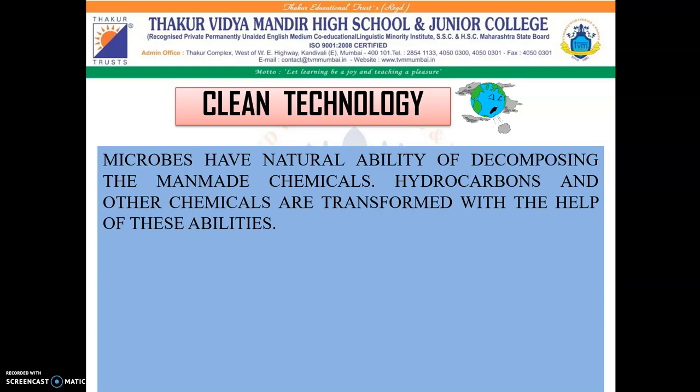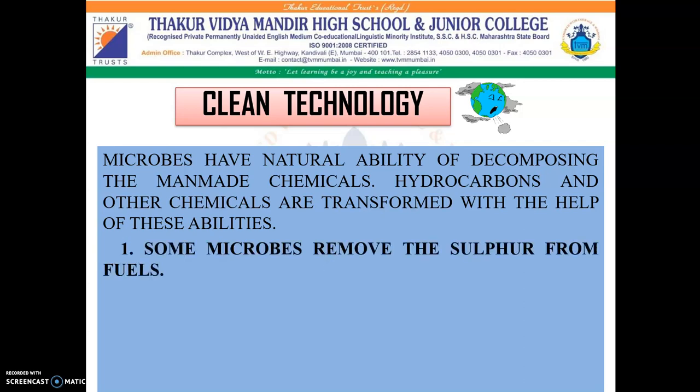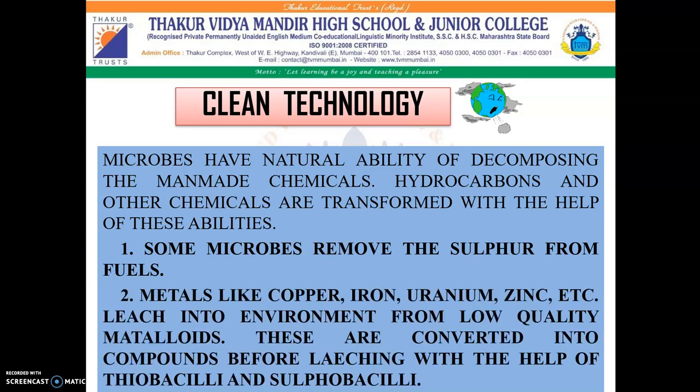Microbes have a natural ability of decomposing man-made chemicals. Hydrocarbons and other chemicals are transformed with the help of these abilities. Some microbes remove the sulfur from fuels. Metals like copper, iron, uranium, zinc, etc. leach into the environment from low quality metalloid. These are converted into compounds before leaching with the help of thiobacilli and sulfobacilli.